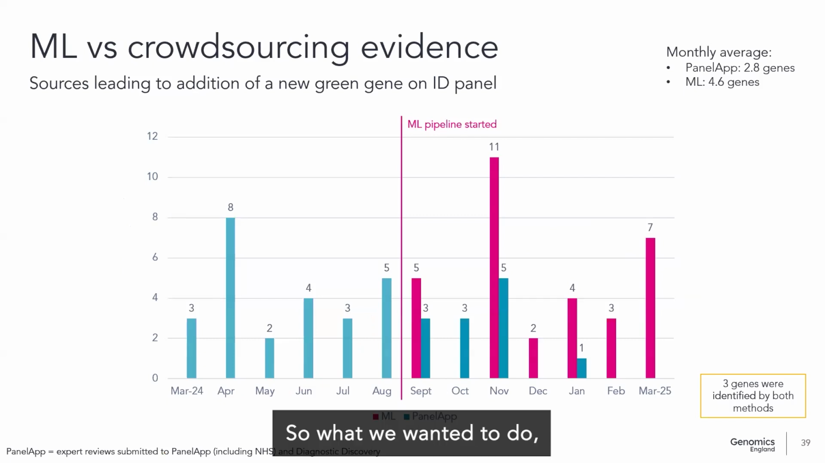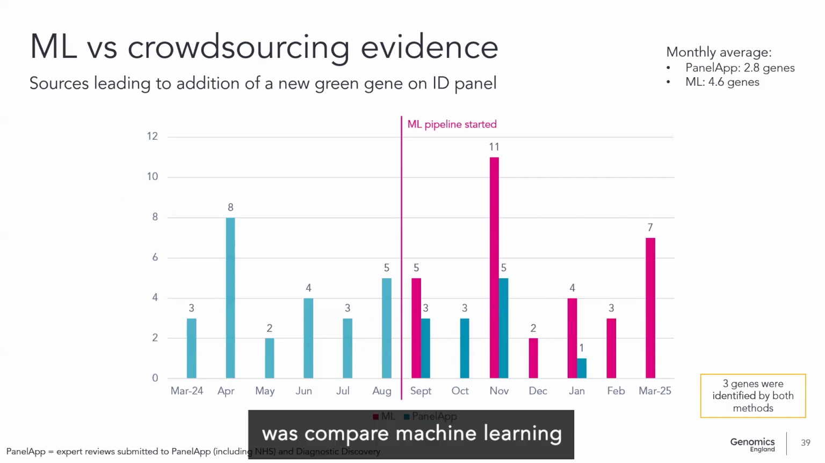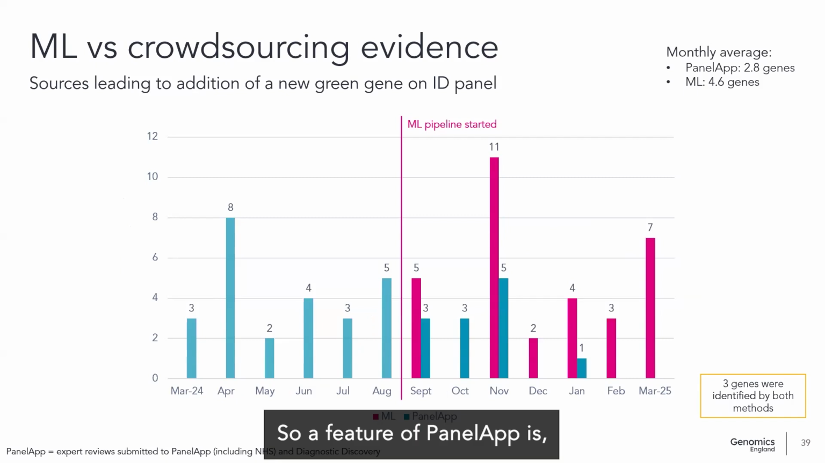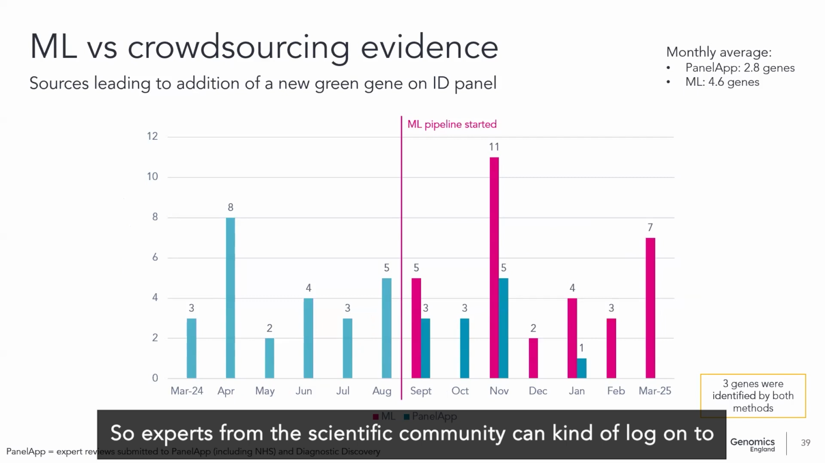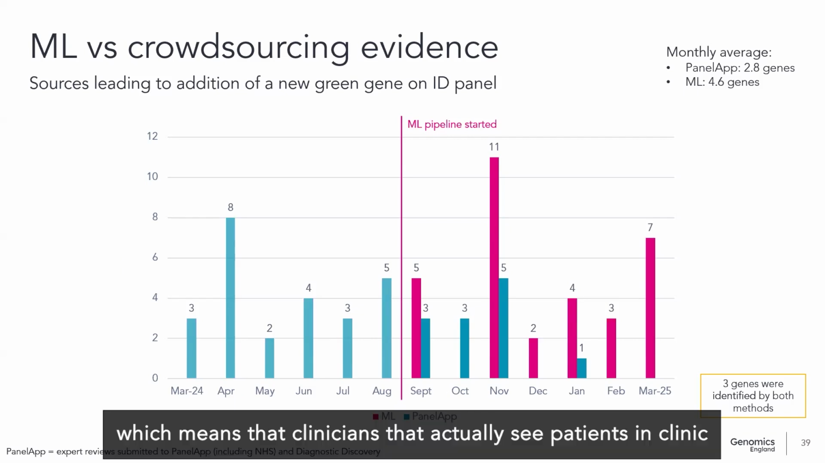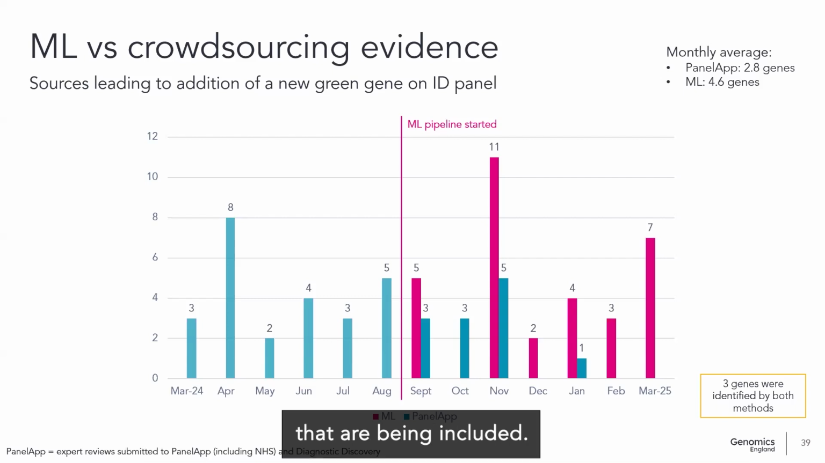Okay, so what we wanted to do was compare machine learning to our standard sources of how we would find new green genes. A feature of PanelApp is that it is a crowdsourcing tool. Experts from the scientific community can log on to PanelApp and suggest papers or changes to the gene panels, which means that clinicians that actually see patients in clinic and use these panels can influence the sort of genes that are being included.